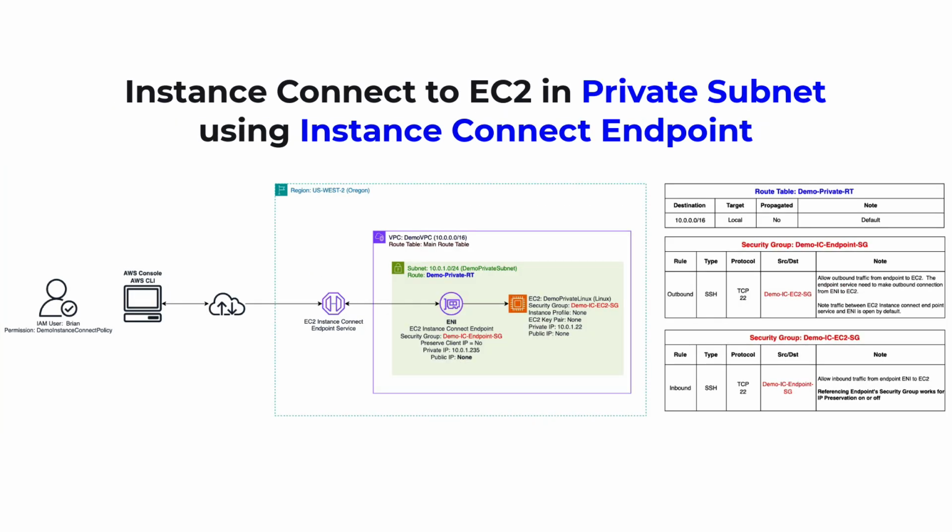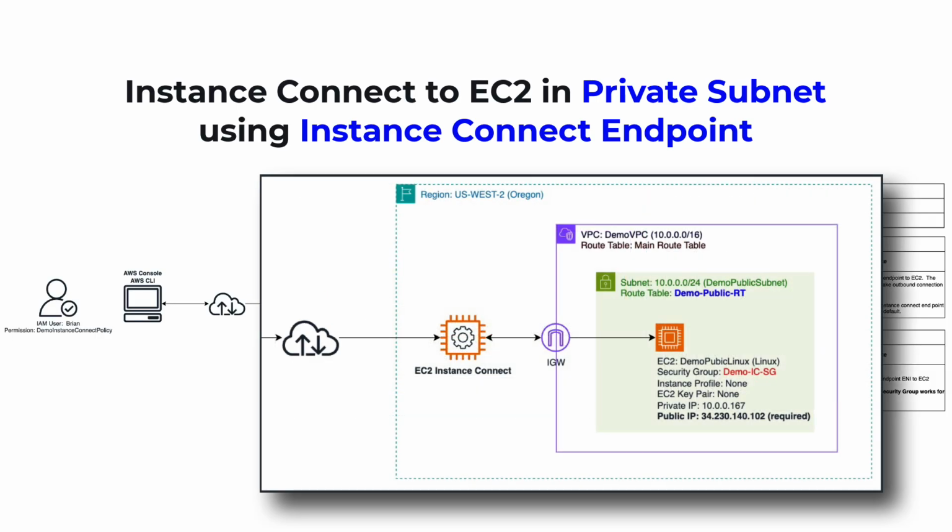The next use case is to use EC2 Instance Connect to connect to EC2 inside a private subnet. A private subnet here simply means the EC2 instances inside don't have a route to the internet. These may be your database or application servers that you don't want to expose to the internet.